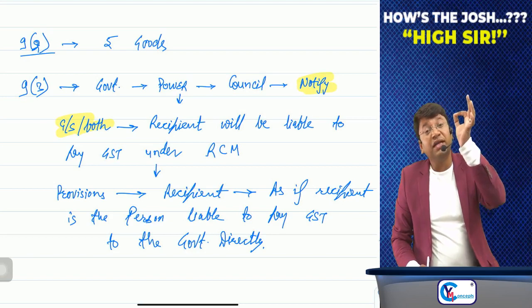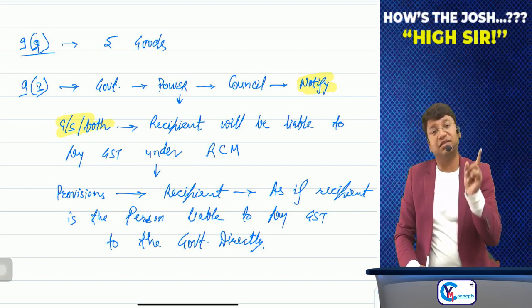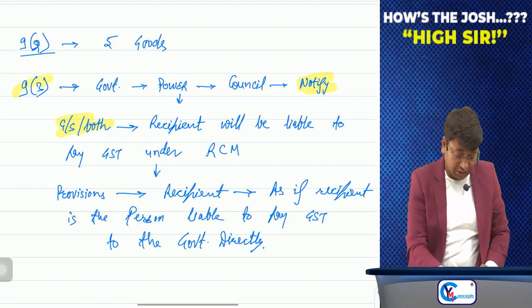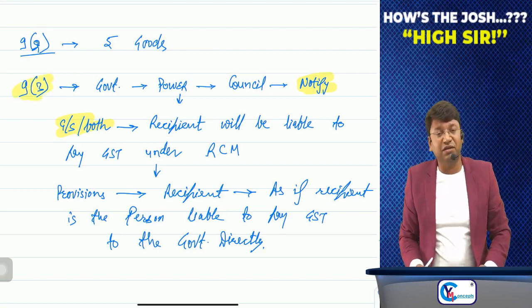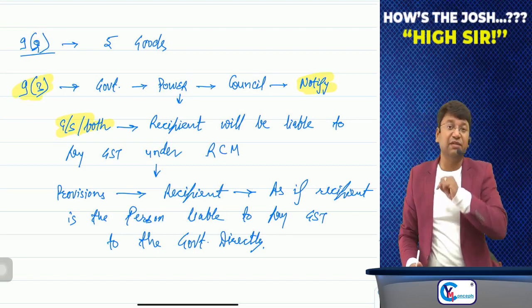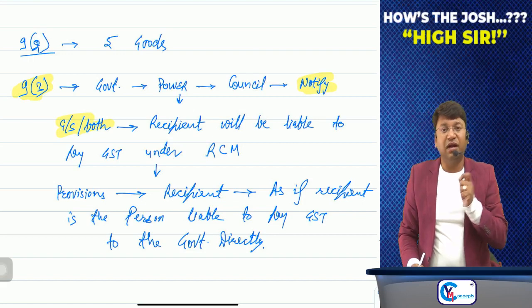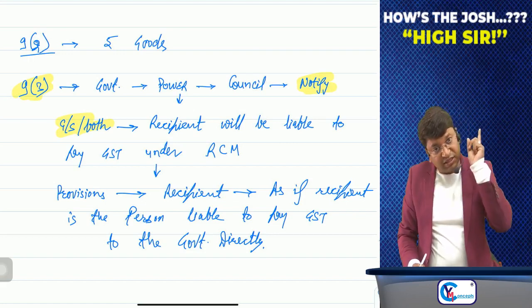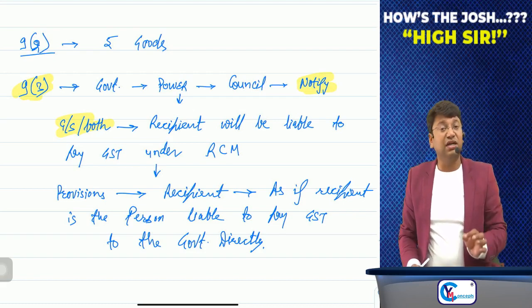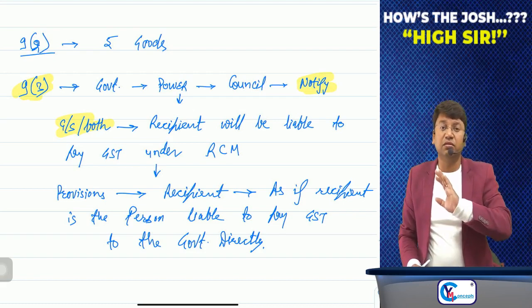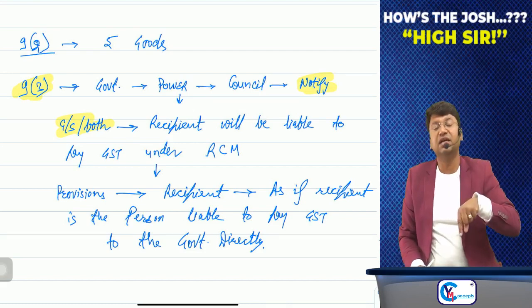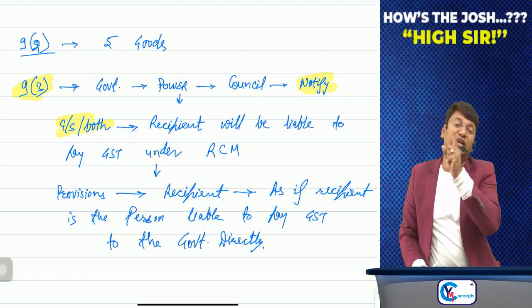And yes, government has notified some goods as well as some services under reverse charge mechanism under section 9 subsection 3. But in your syllabus only list of services is there. It doesn't mean that goods are not there under the reverse charge concept itself. Sir, there are certain goods which are notified to be charged under reverse charge as per section 9 subsection 3, but the list of goods is not in your syllabus. That's why we will not be reading the list of goods. But yes, list of services we will be reading in chapter number 7.